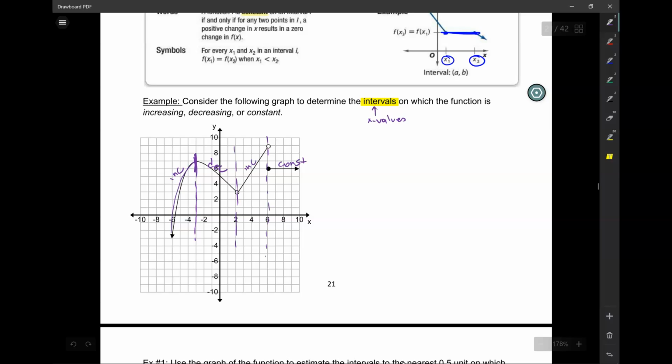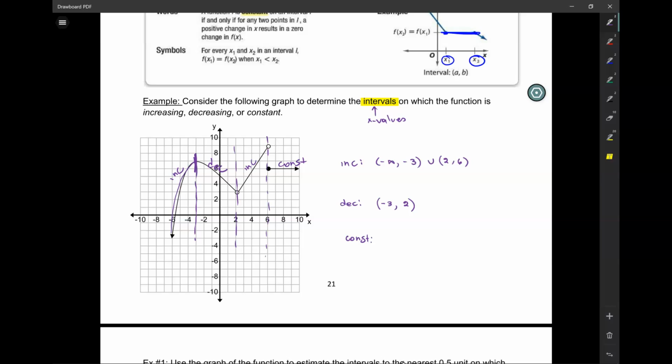Okay, so the way we're going to do it is we're going to figure out where the function is increasing, decreasing, and where it's constant. All right, so first the function is increasing from negative infinity all the way to x equals -3. Only the x values. So from negative infinity to -3. And then where else is it increasing? From what to what? 2 to 6. Good. And that's it. And where is it decreasing? From negative 3 to 2.